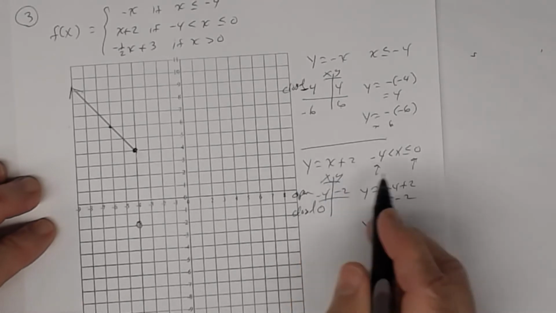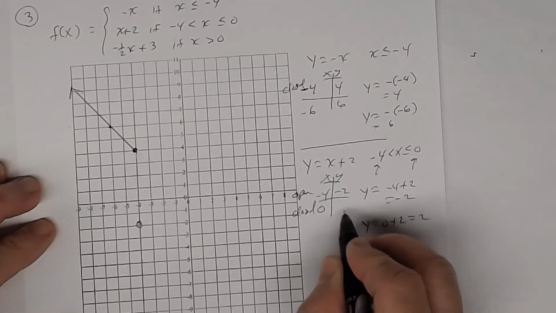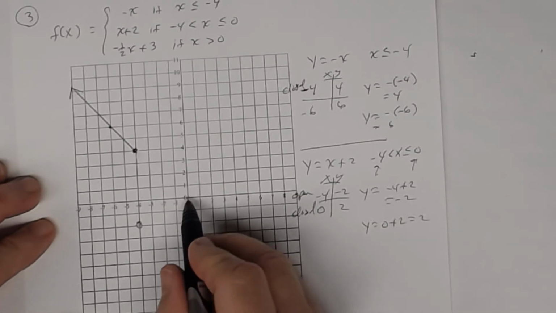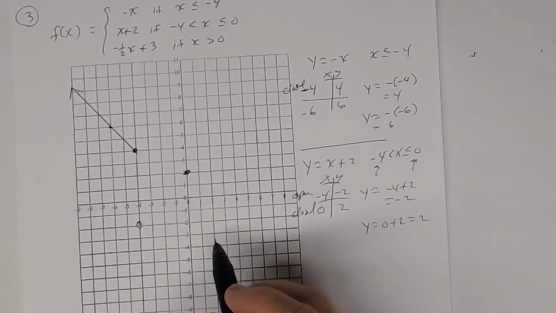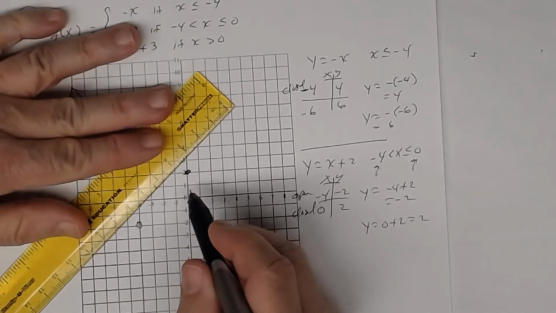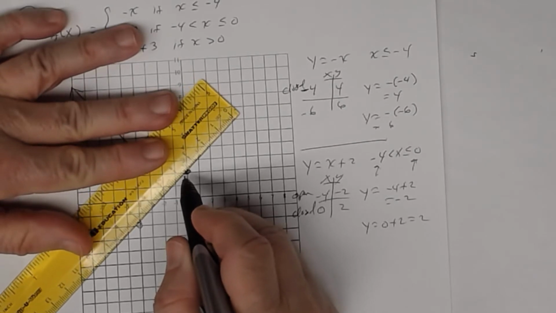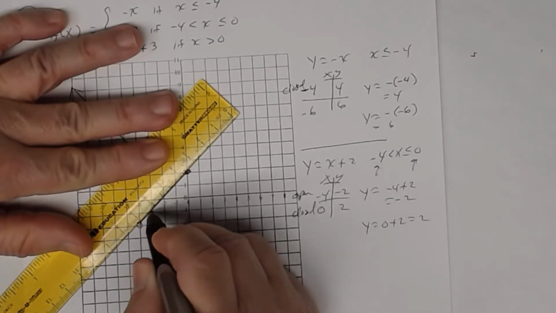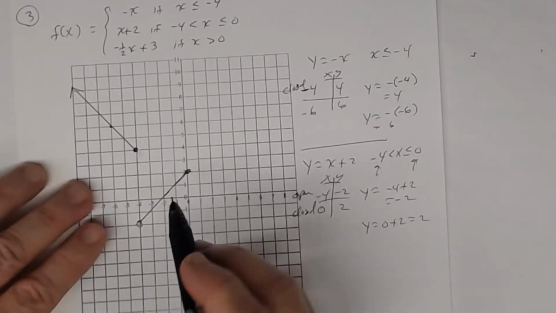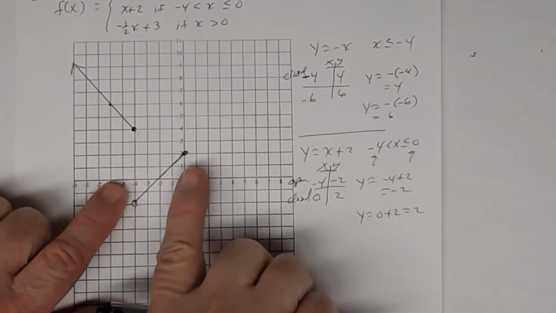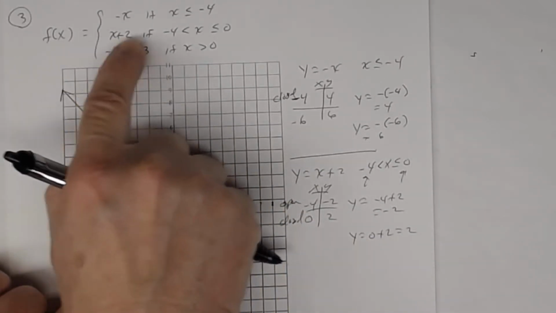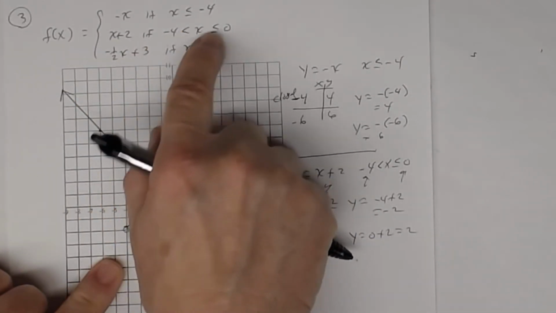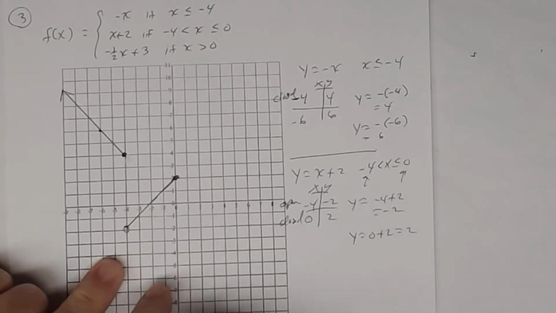X is 0. 0 plus 2, which is 2. So I'm going to plot the point 0, 2. And 0, 2 is right here. Closed circle. And then I just connect those two points, and I get this, right? No arrows, because it's only bounded between negative 4 and 0. So that's that piece. So this piece right here, y equals x plus 2, when x is between negative 4 and 0, is this right here.